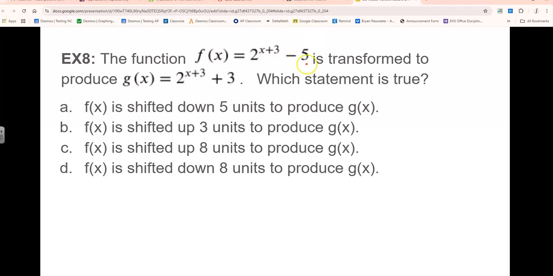The first equation has a -5, so it is moved down 5, right? But we're going from F to G, right? So F is what we're starting with. We're starting with a function that is down 5. Okay? And then we're going to a function, this +3 right here. Sophia, what's that +3 do to the graph?